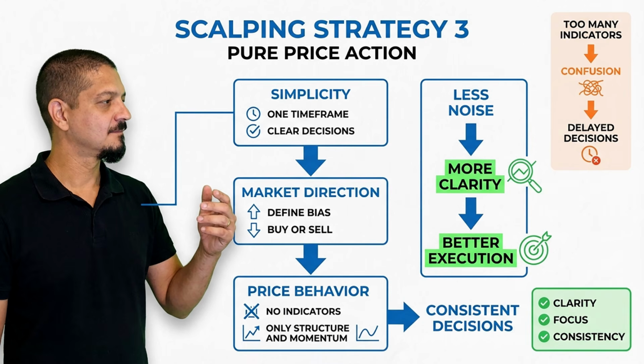Now let's move on to the final scalping strategy, one that's completely based on pure price action. This method uses just a single time frame, and you can choose whichever best fits your trading style. First, identify the market direction to decide whether you're looking to buy or sell. Trading in the same direction as the dominant trend increases both confidence and consistency.